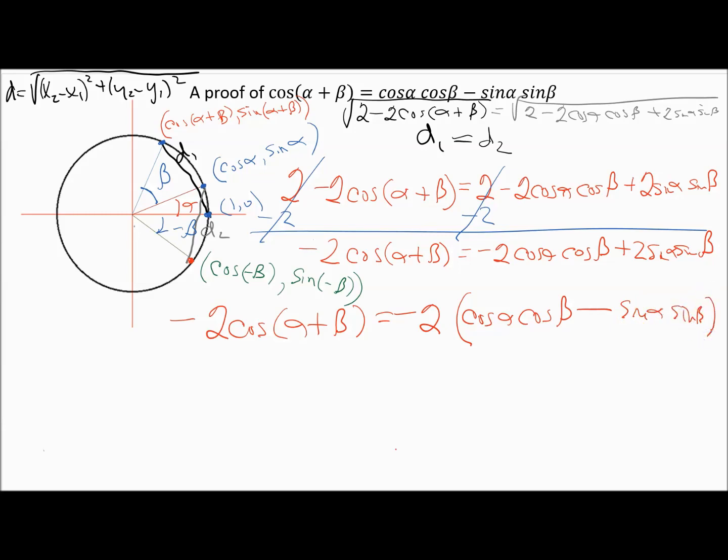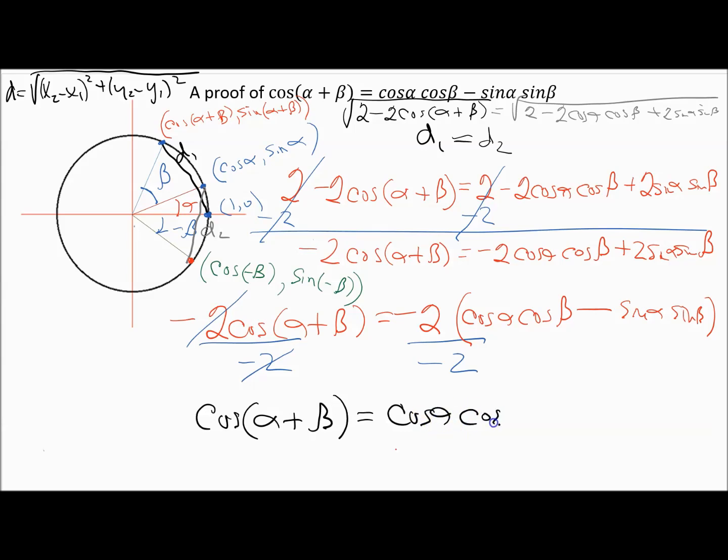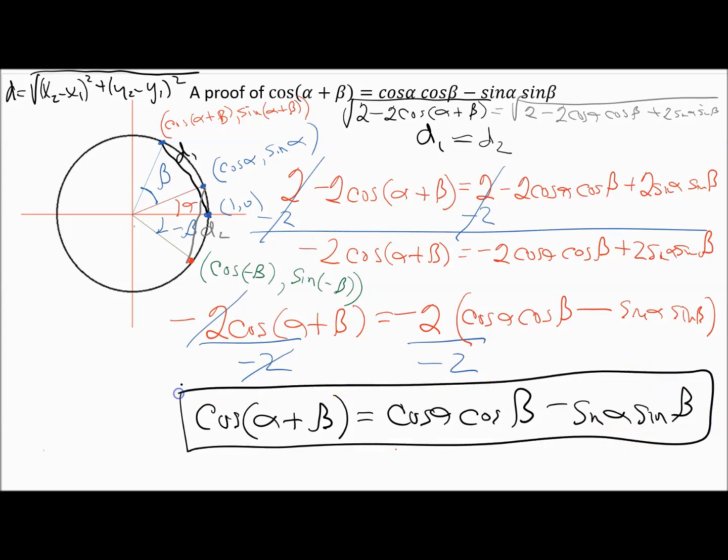Okay. Now, we divide both sides of our equation by negative 2. Those cancel each other out. So I have the last line that reads cosine of alpha plus beta is equal to cosine of alpha, cosine of beta, minus sine of alpha, sine of beta. And there is one of the cosine sum difference formulas.